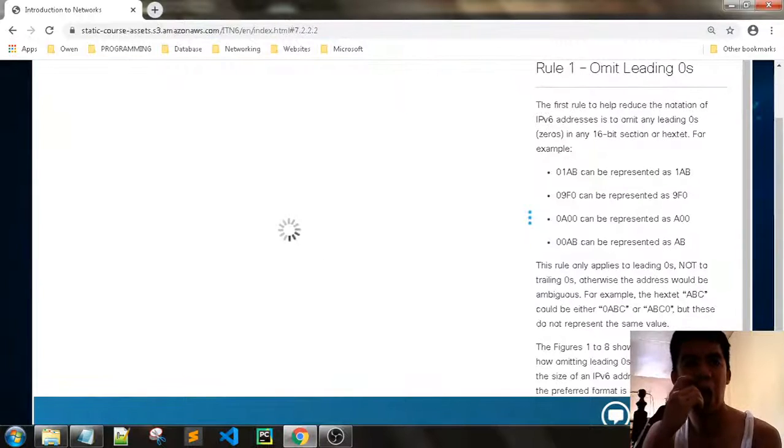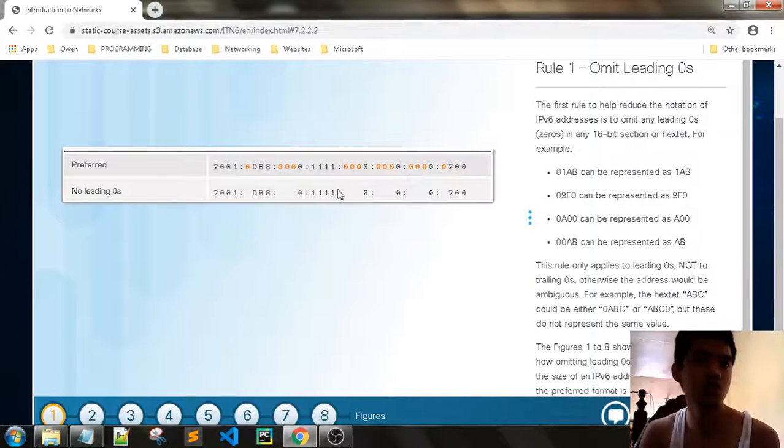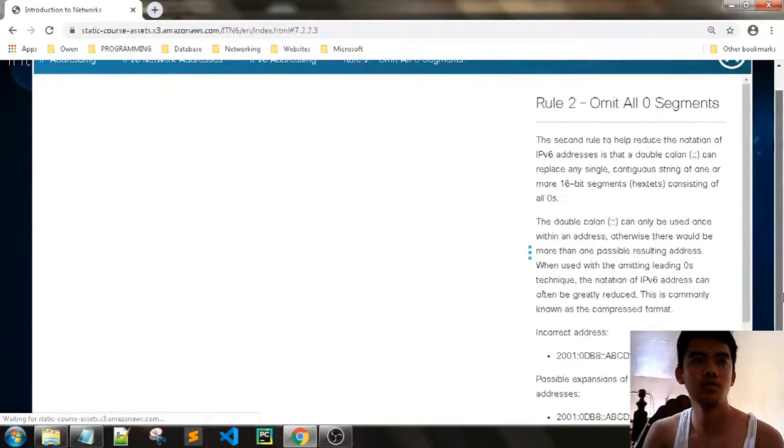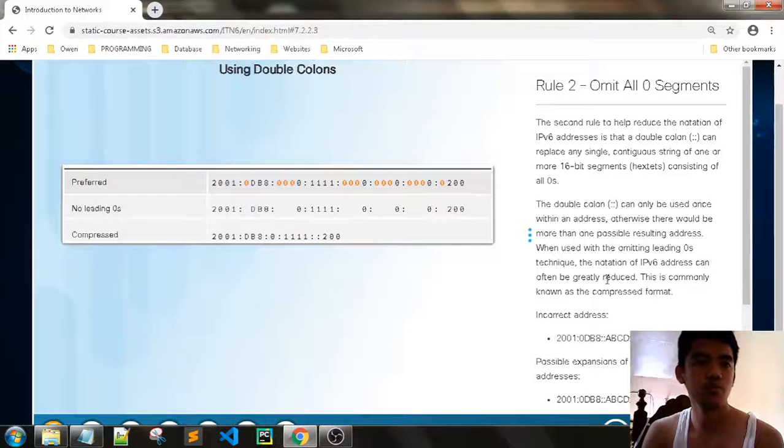Never mind. Rule 1 is we need to omit the leading zeros. You can see we have 0, 0, 0, so it just simplifies to 0. All the leading zeros we remove. We also omit all-0 segments. For example, where we have long segments of 0, we just write the double colons.